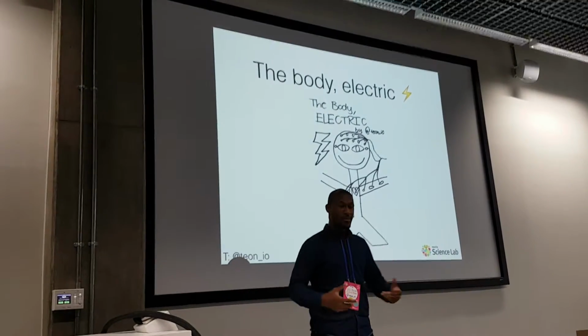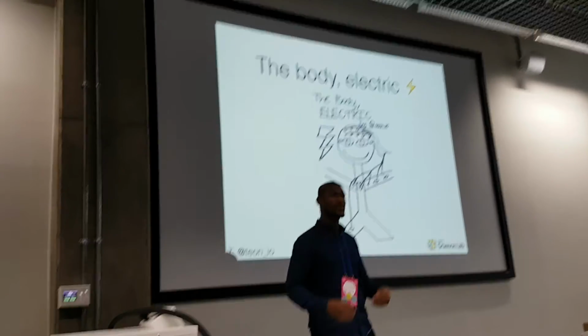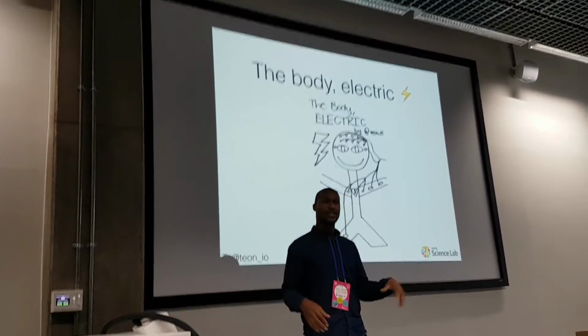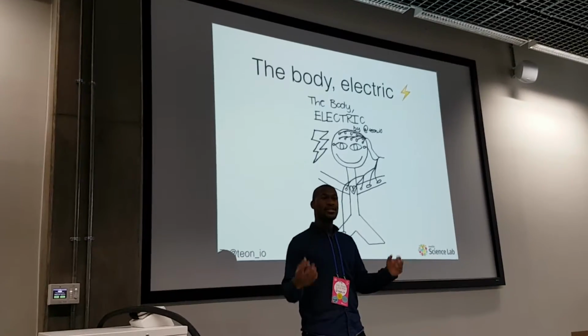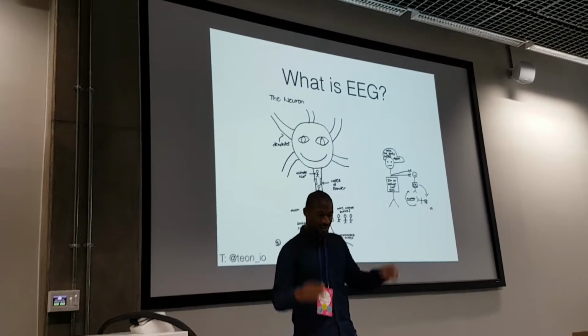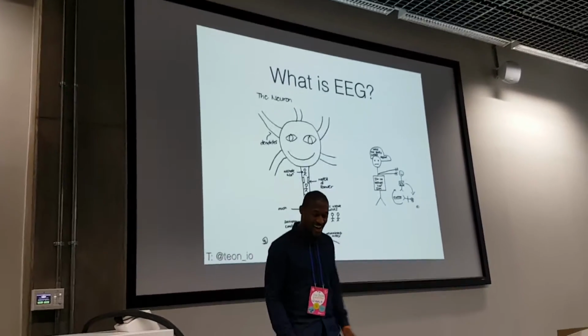So we have the body electric. The body has lots of biosignals, and we can record them using different devices. One thing we can use are electrodes, and electrodes can measure various things, especially voltages. So here we have a neuron. It's a nice neuron.